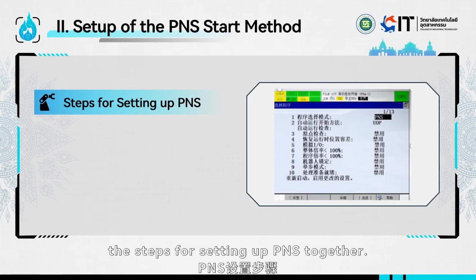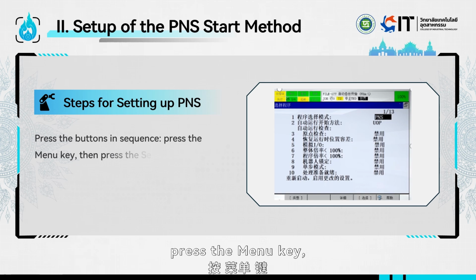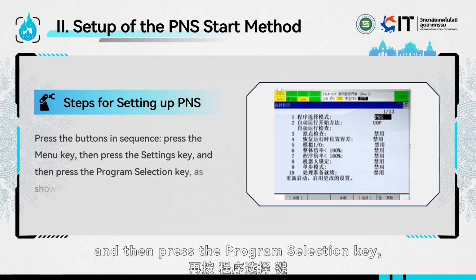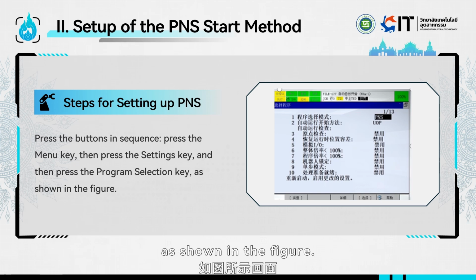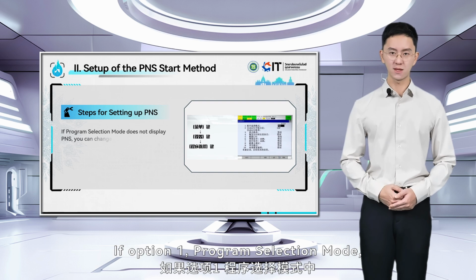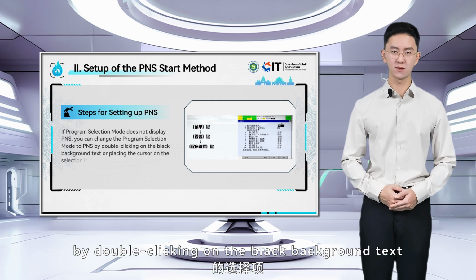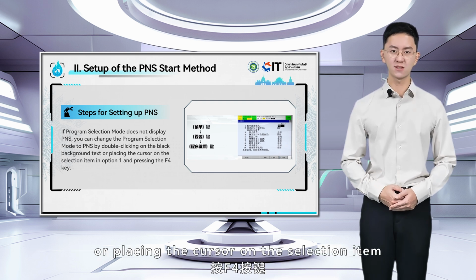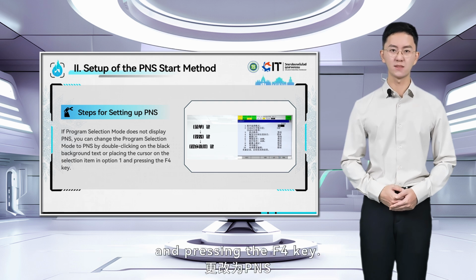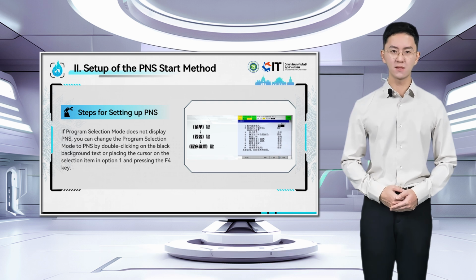Let's take a look at the steps for setting up PNS together. Press the buttons in sequence: press the menu key, then press the settings key, and then press the program selection key, as shown in the figure. If option 1, program selection mode, does not display PNS, you can change the program selection mode to PNS by double-clicking on the black background text or placing the cursor on the selection item in option 1 and pressing the F4 key. At this point, the system requires a restart. We need to turn off and restart the industrial robot before we can use the PNS automatic operation mode.